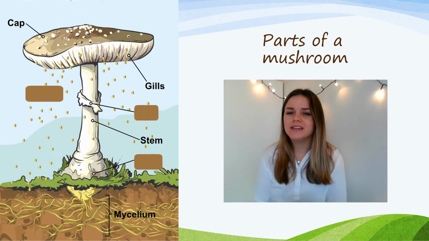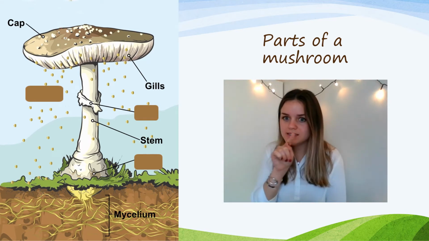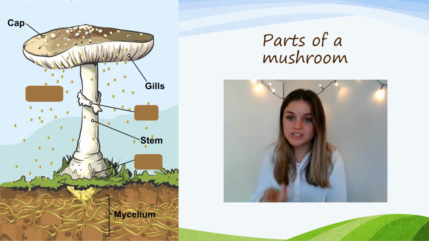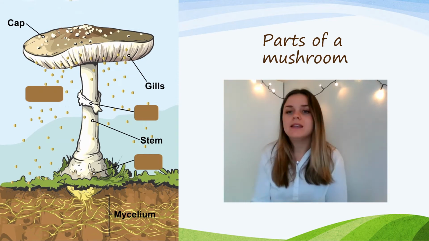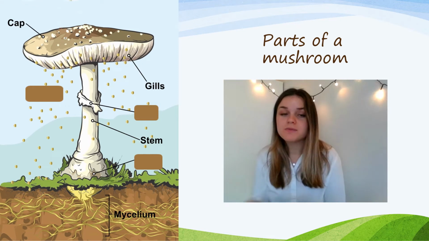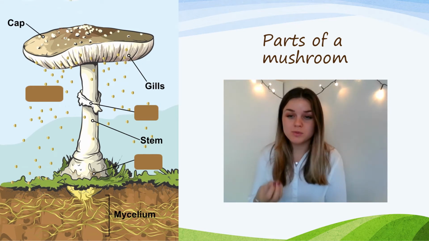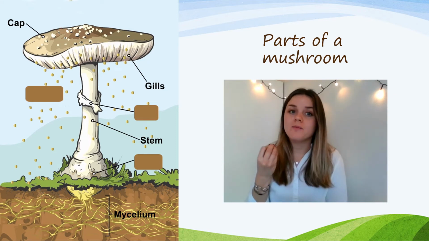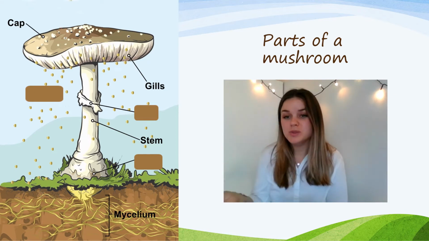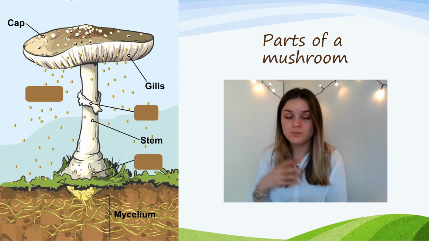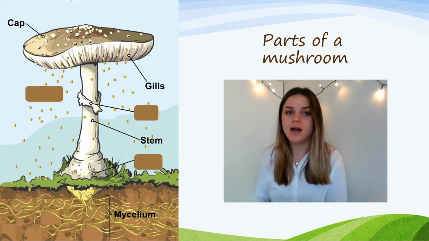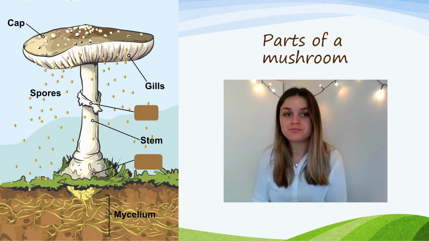Next, we have the gills, which is what you can see underneath the cap if you turn a mushroom upside down. Now, the gills have several jobs. The main job is to produce spores, which we'll talk about in a moment, as well as helping to disperse the spores with the help of the wind and animals around the mushroom.